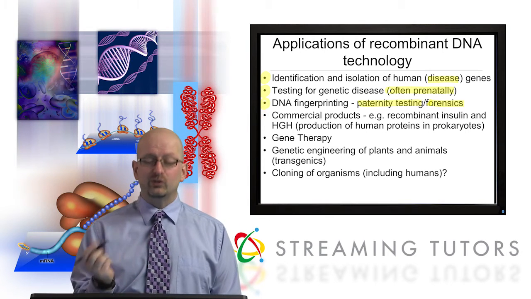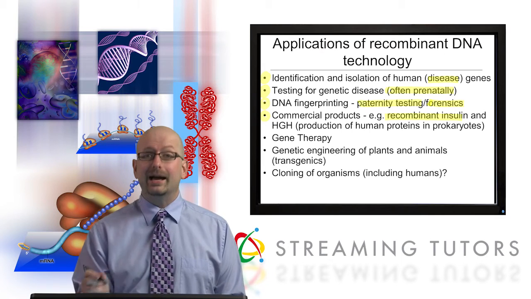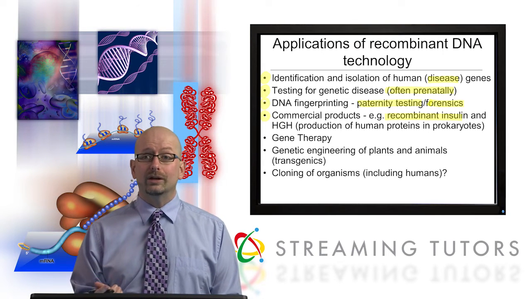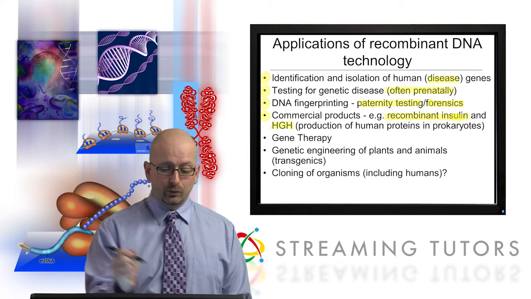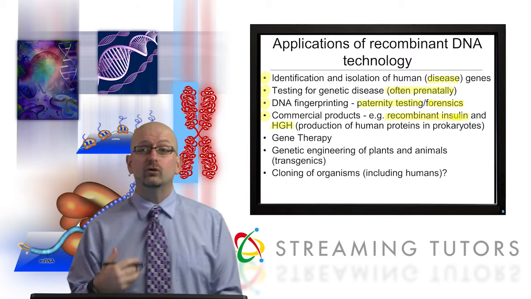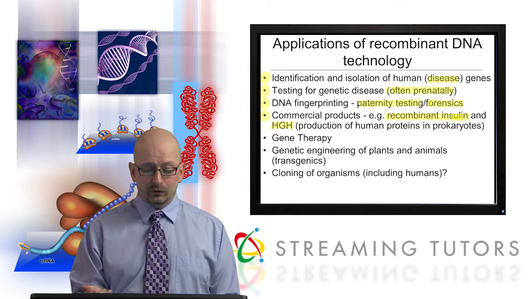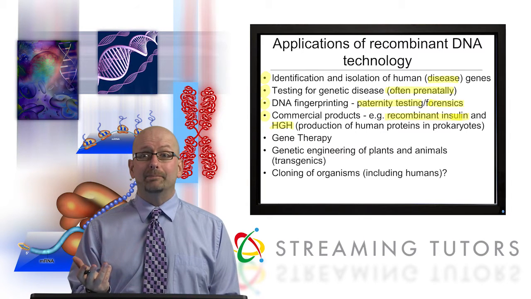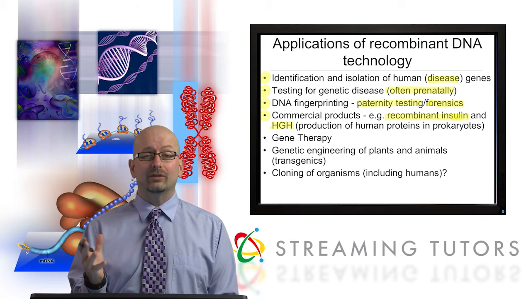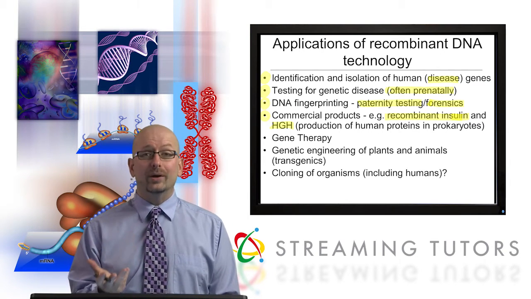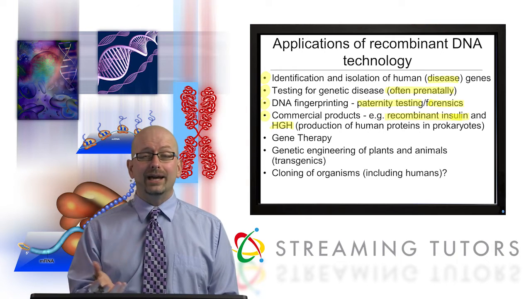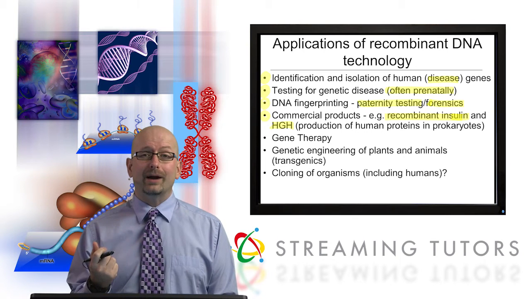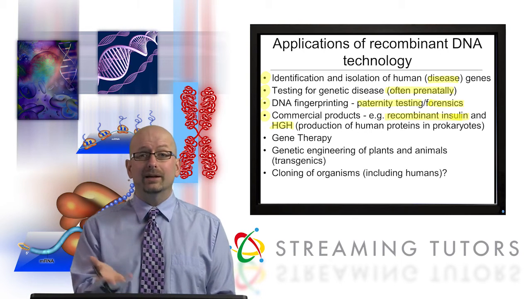Commercial products, as we just mentioned, so making recombinant protein substances using bacteria. Human insulin is a great example. Human growth hormone is a protein, so you can make that as well. So some things that traditionally, in the past, like insulin, came from different animals. Now we can make it easily. HGH could be extracted from humans, but now we can make it in unlimited quantities.